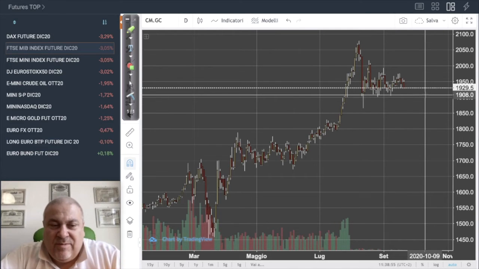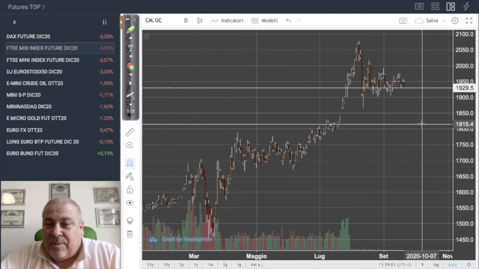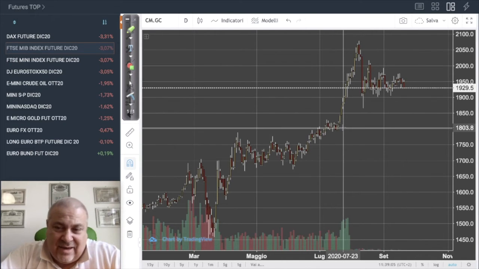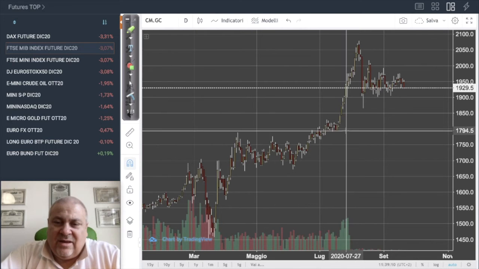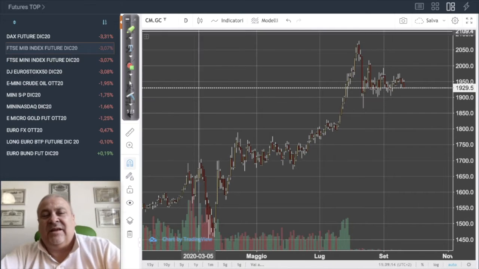The situation will be in a certain way different in case of movement under 1,900. In that case, we can probably see the gold around 1,820 to 1,800 really in fast time.